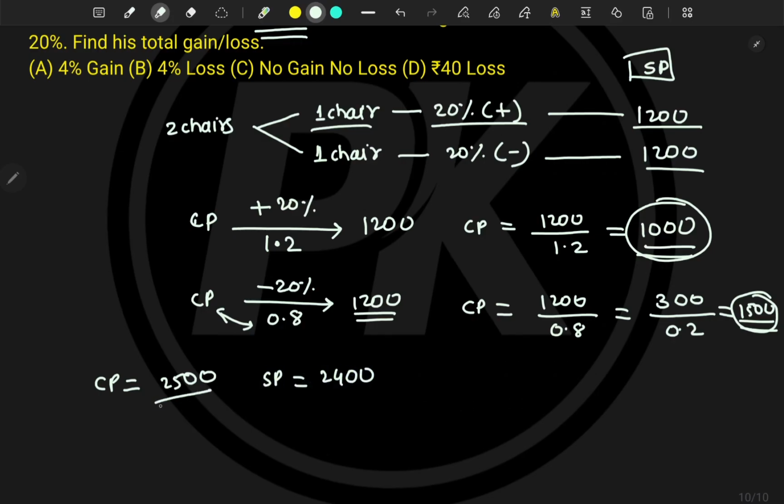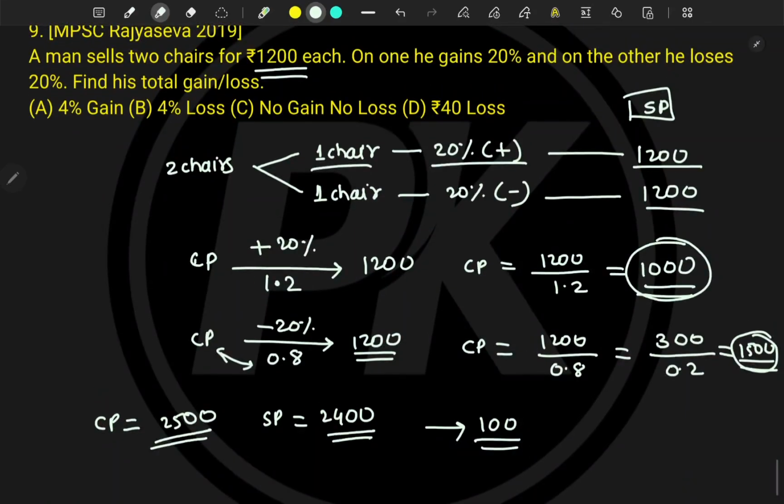Now you know he bought the chairs for 2500 and sold the chairs for 2400. That means there is a loss of how much? Loss of 100 rupees. Now with this information only you can choose the options. Loss of 100 rupees, option D is not possible. No gain no loss, this is also not possible because I know there is a loss. Okay, so 4 percent gain, no, I cannot because there is a loss, and hence option B is correct.